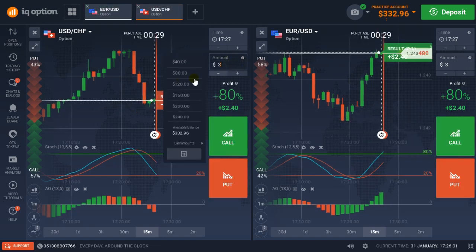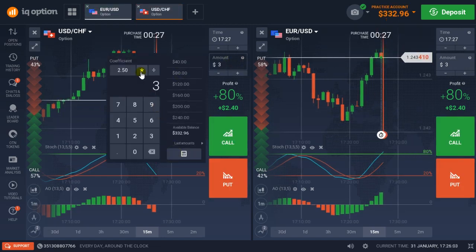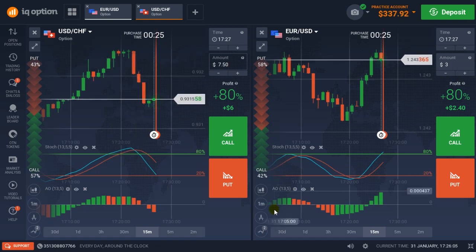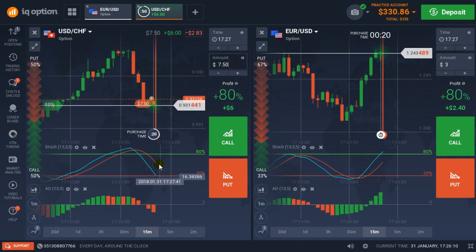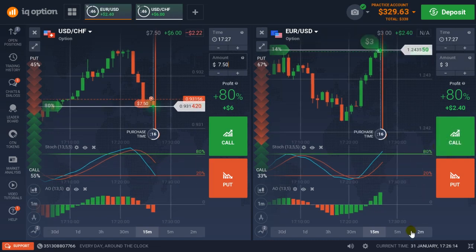Okay, on this side we lost, so what do we do? We multiply it by 2.5 times, and we get into a put trade. Why? Because the signal is still there. On this side we won, so I'm getting into a call trade again.